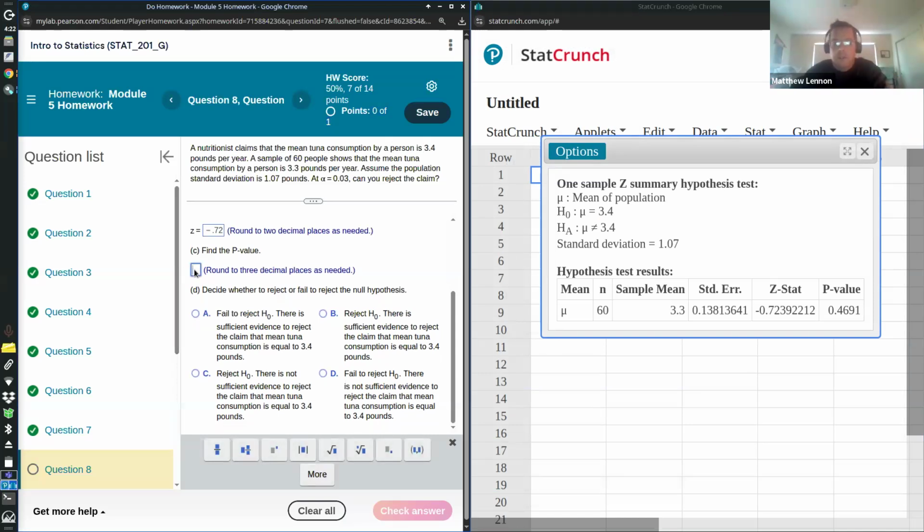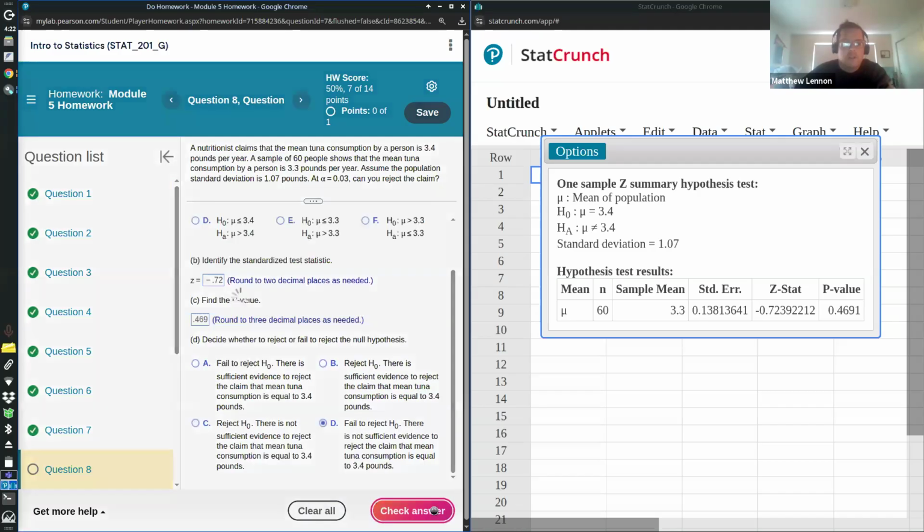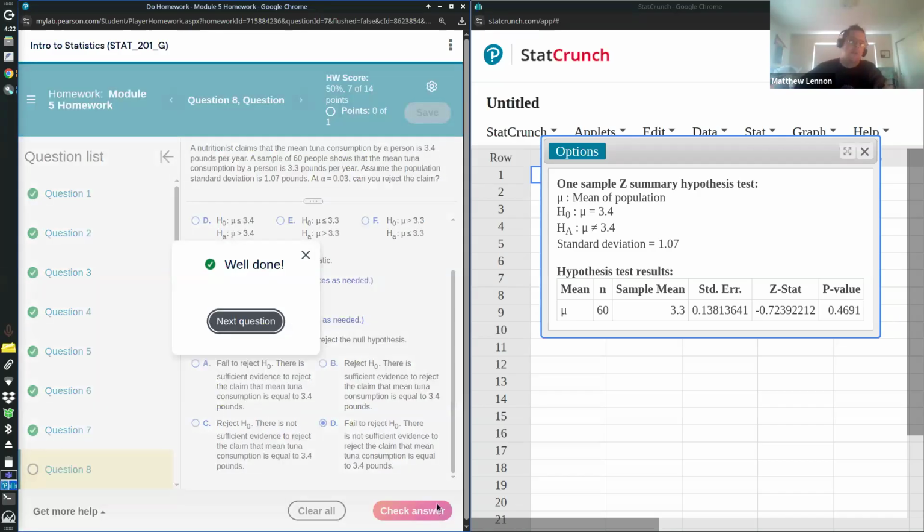So 3 decimal places, mine's 0.469, which is a fail to reject. Fail to reject is not sufficient. So that's D. Fail to reject, not sufficient. And then I'm ready to check. This one says fail to reject and is sufficient. So that's the difference. Okay. So tough skating on that first one, but we're through it. And they should get easier now.